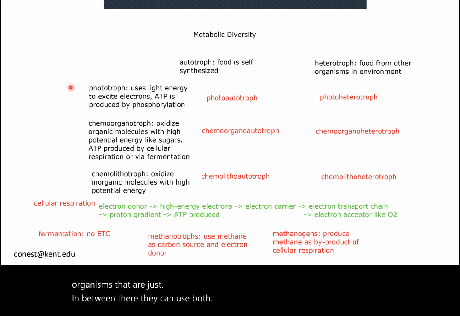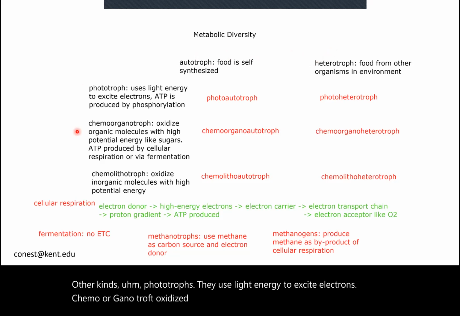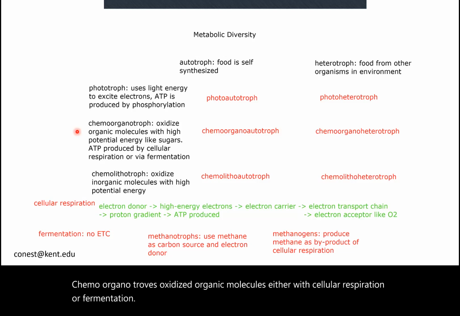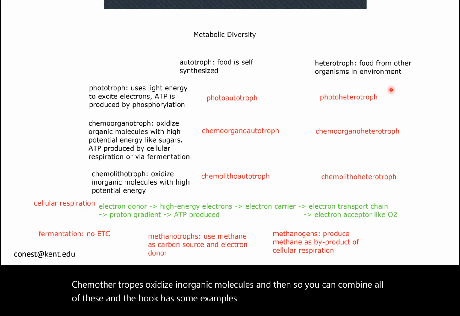Other kinds: phototrophs use light energy to excite electrons. Chemoorganotrophs oxidize organic molecules, either with cellular respiration or fermentation. Chemolithotrophs oxidize inorganic molecules. You can combine all of these, and the book has some examples of different bacteria that are pretty cool to read about.